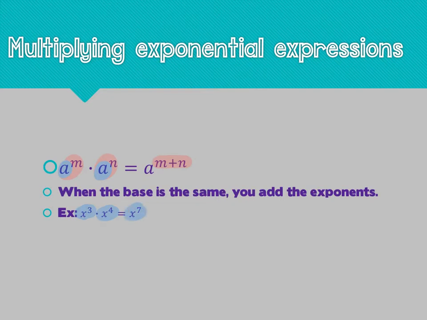If you forget or you panic or you aren't trusting yourself, then think about it. This would be x times x times x times another 4: 1, 2, 3, 4. And then if you counted them, 1, 2, 3, 4, 5, 6, 7, there's my x to the 7th. So you can always check your work that way. Questions so far? So when we multiply, we add.